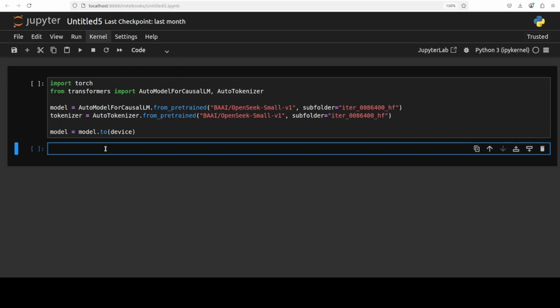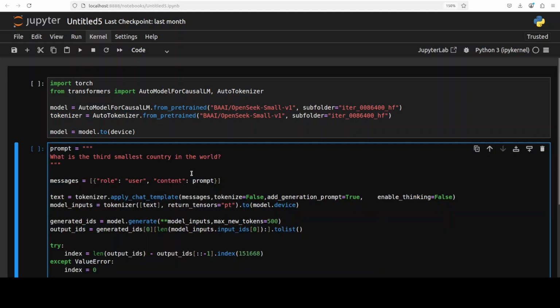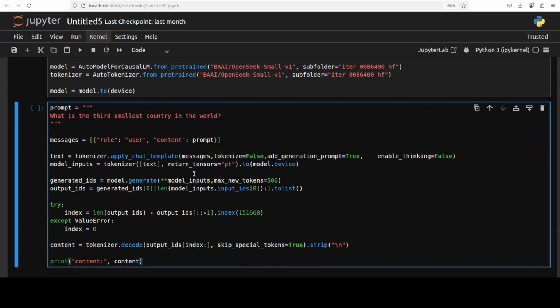The model is loaded. Now let's do the inference. First, I'm just asking it what is the third smallest country in the world. And then in the standard way, I am encoding the input with the tokenizer, and then the model is generating the output. We are decoding it back and printing out the response here. So let me run this.